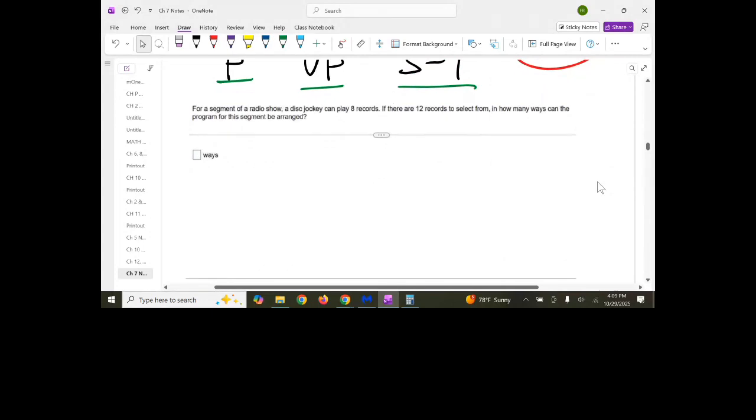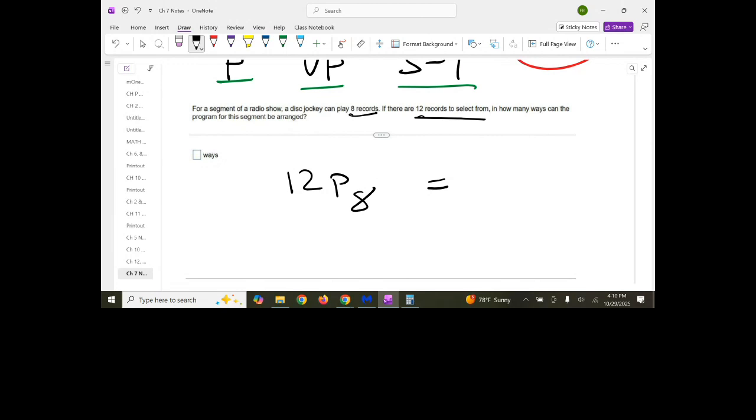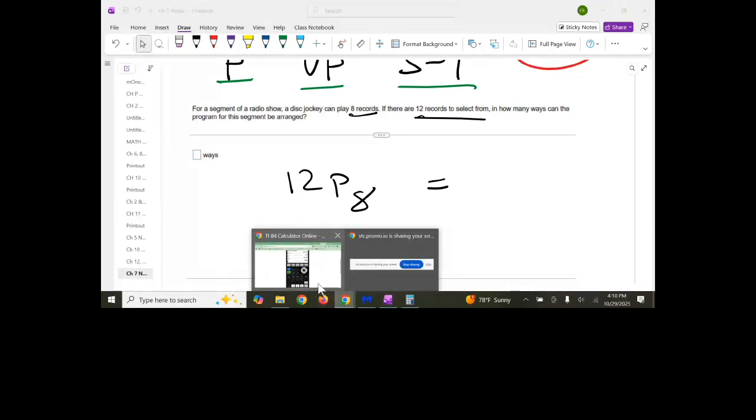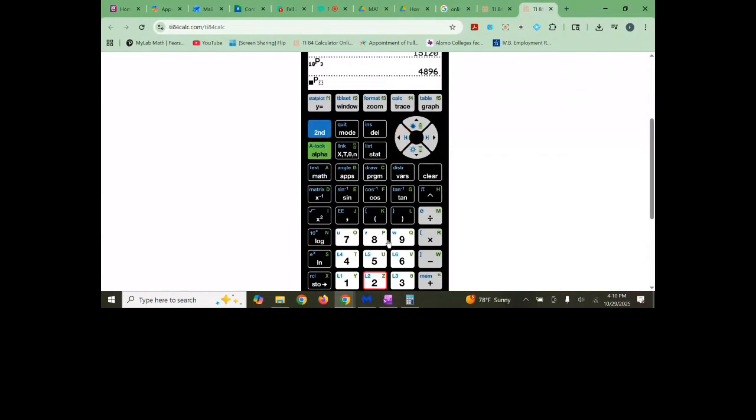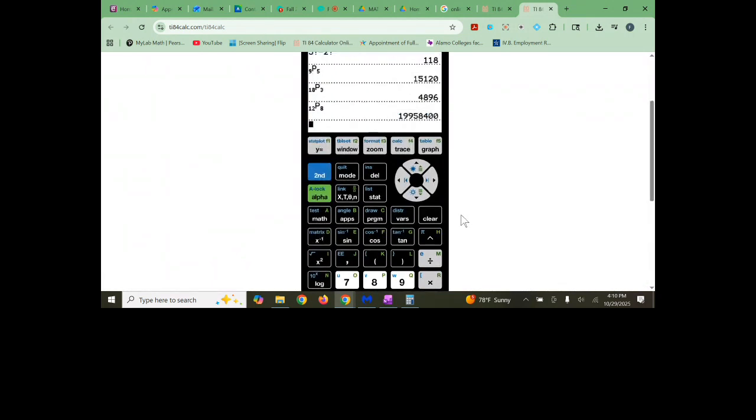Let's take a look at the next one, y'all. It says, for a segment of a radio show, a disc jockey can play 8 records. If there are 12 records to choose from, how many ways can the program for this segment be arranged? So look, we have 12 records, and we're going to pick 8 of them. Okay. So again, a lot of this stuff here, my friends, is going to be strictly calculator work. So let's go to number 2. And we said we have 12 and we're picking 8. And I'm coming up with a big number, 199,584, and 2 zeros.